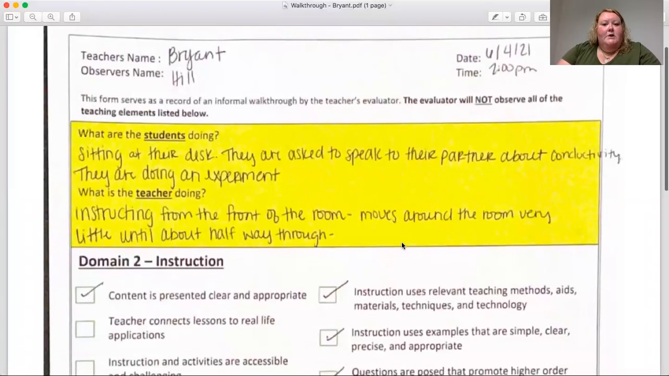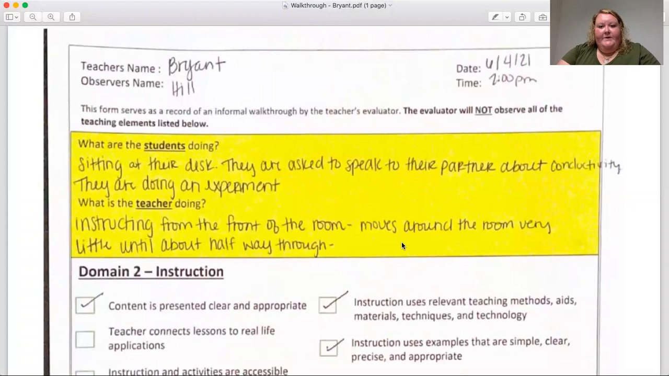All right. So you can see here at the top, it definitely says that we're not going to observe all of the teaching elements that are listed below. I was only in there for 10 minutes. So in that time frame, we're not really going to be able to see all of the things that are going on in the classroom. So please don't be alarmed if there's something that you know that you did that's not checked off, okay? Because I'm not going to be able to see every single thing during a walkthrough. Okay, that's more of what the observation is for.